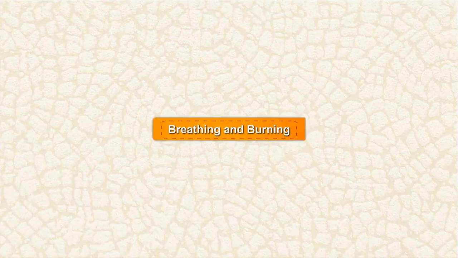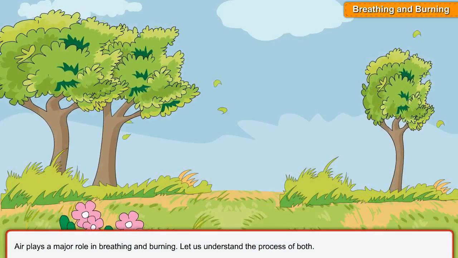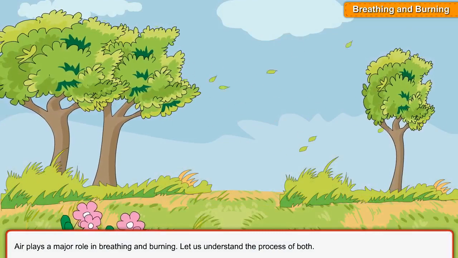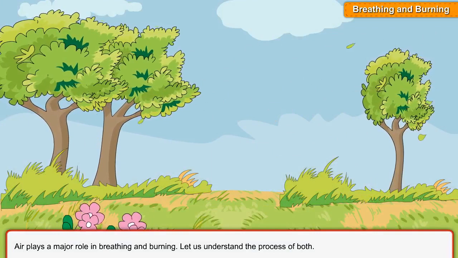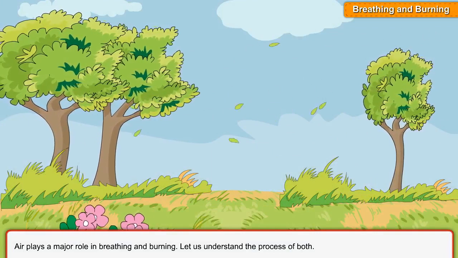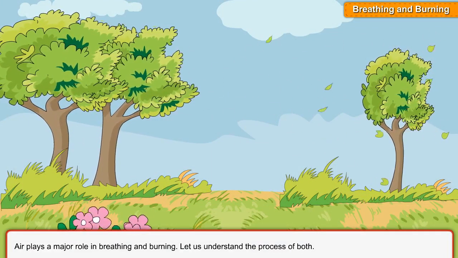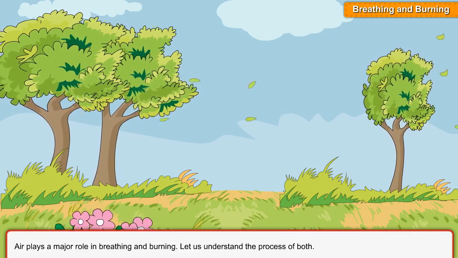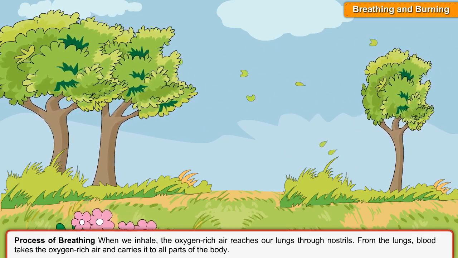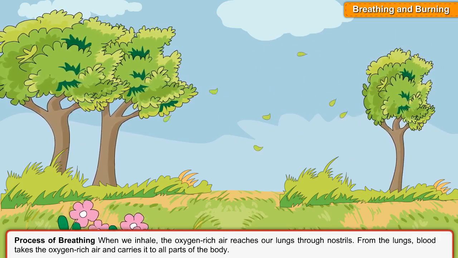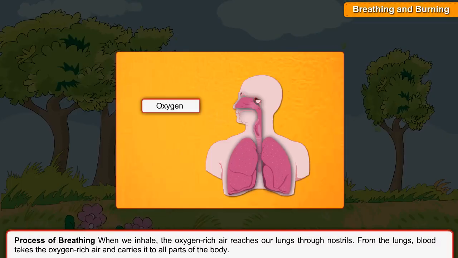Breathing and burning. Air plays a major role in breathing and burning. Let us understand the process of both. Process of breathing. When we inhale, the oxygen-rich air reaches our lungs through nostrils.